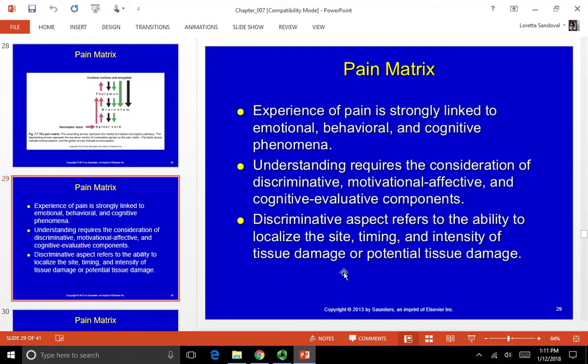So the pain matrix, understanding the pain matrix requires the consideration of discriminative pain sensations, motivational and affective pain sensations, and cognitive and evaluative components of pain. So sometimes I'll be working with someone in the chronic pain education program, and people tell you stuff in therapy that they probably wouldn't tell anybody. But you spend a lot of time with people, and they'll tell you some pretty private things.